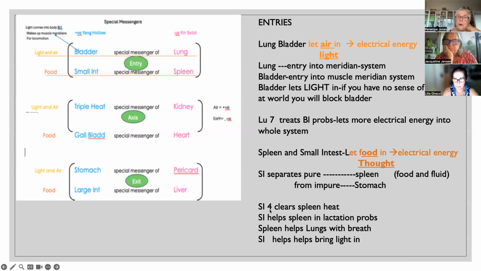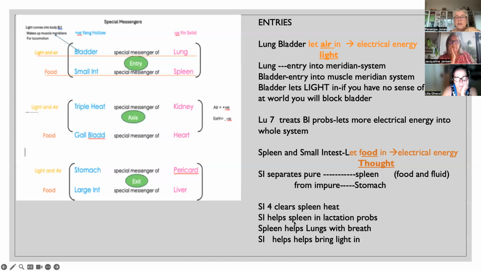Small intestine 4 clears spleen heat. Now, I've just sent a question to Kevin to ask why small intestine 4. Because small intestine 4 is a Yuan source point. I don't know whether that's significant, but the fact that it's small intestine, which is the special messenger, it clears stuff from the spleen. So the special messenger clears stuff from the organ on the right side here. Okay.